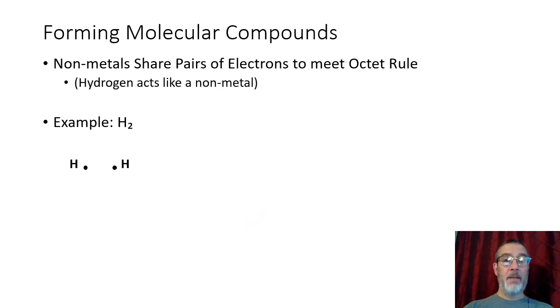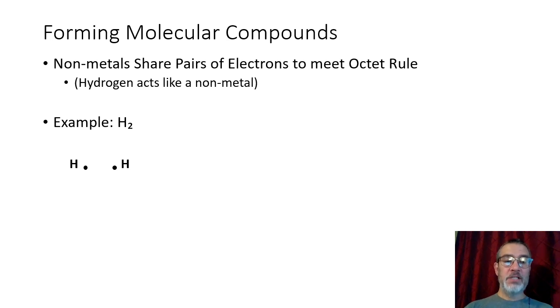With molecular compounds, those are made of nonmetals, and the nonmetals are going to share electrons in order to meet the octet rule. So for example, if I take H2, hydrogen has one valence electron in its shell, and it only has one electron. That first shell can only hold two electrons. So hydrogen really wants to have two electrons.